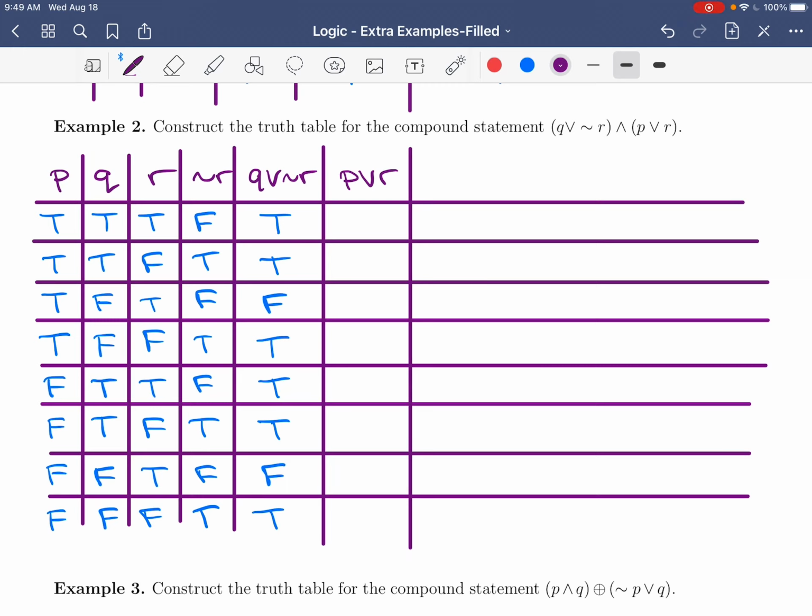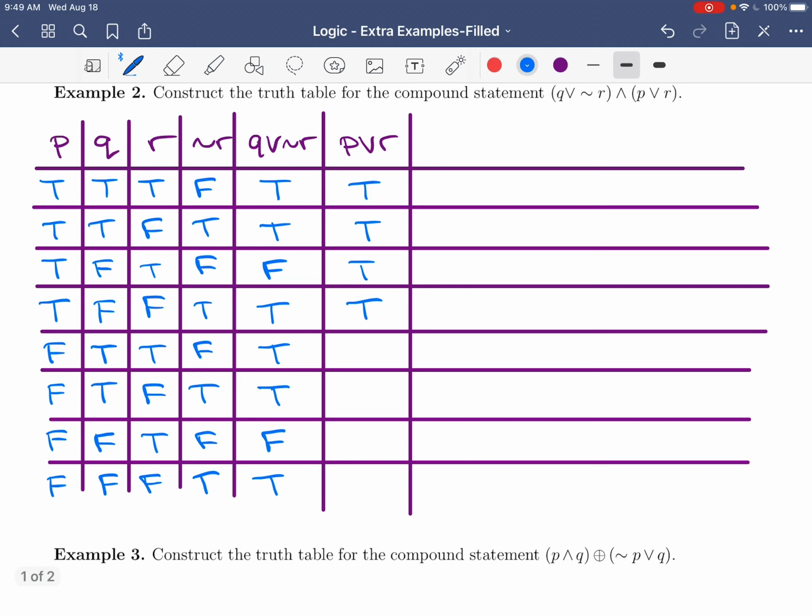So again, we're looking for at least one of them to be true. So in the first 4 rows, P is true. Okay, that's enough to say that P or R is true. So I can just immediately say the first 4 are true, and then I know P is false in the last 4, so I just look at where R is true. So that's row 5 and row 7.